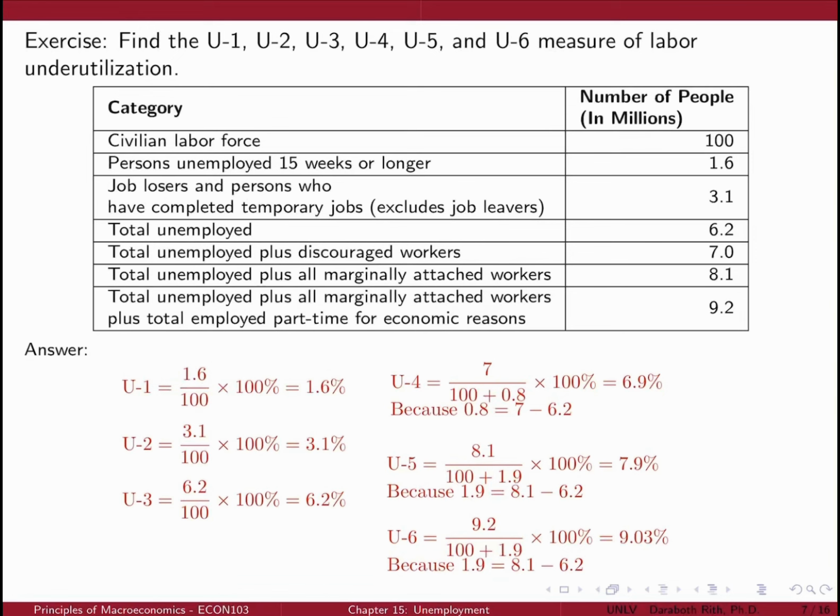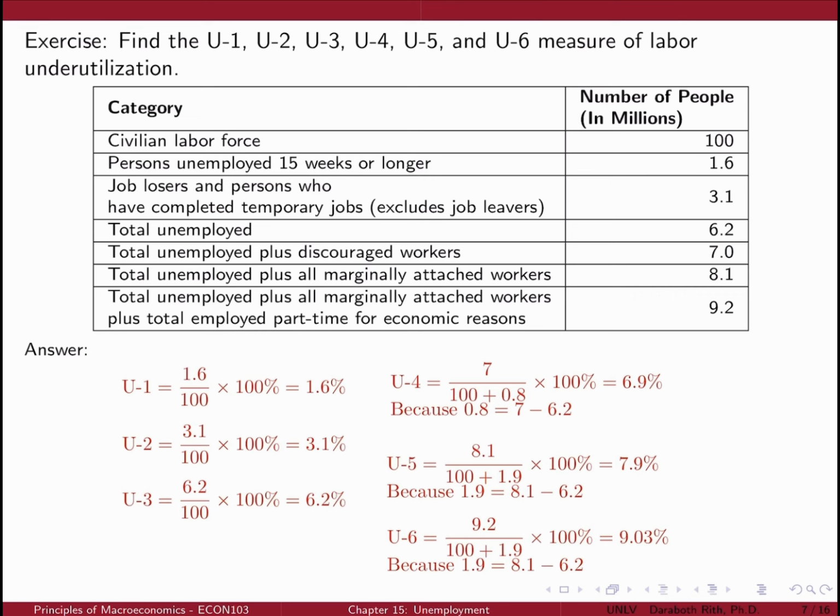Now let's take on this exercise. Find the U1, U2, U3, U4, U5, and U6 given by the table below. To find U1, we take the number of persons unemployed 15 weeks or longer divided by the number of civilian labor force. That is 1.6 divided by 100 and times 100%, which equals 1.6%.